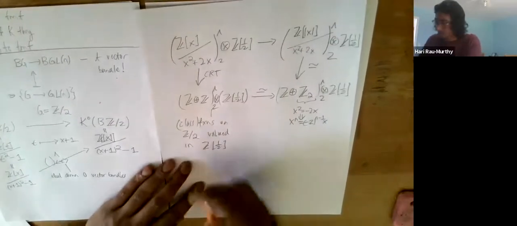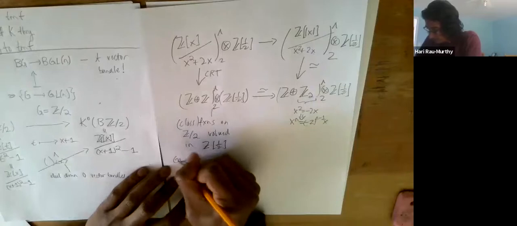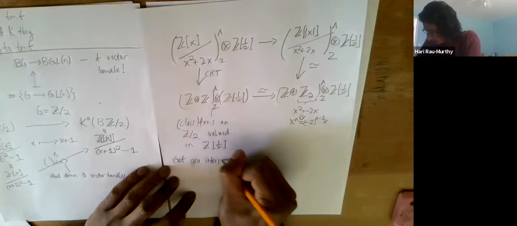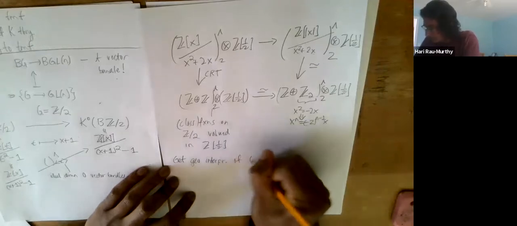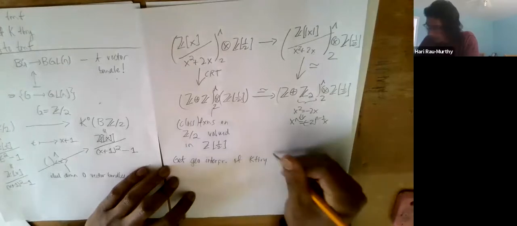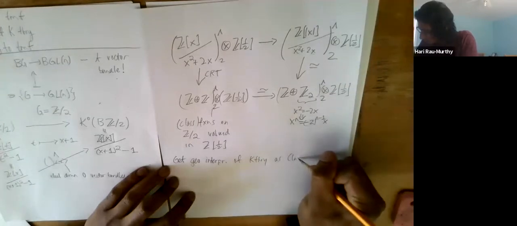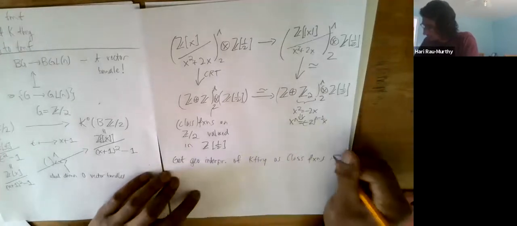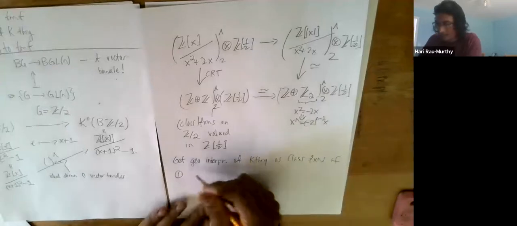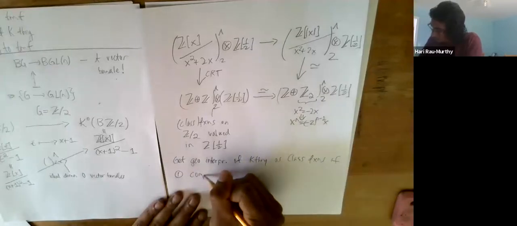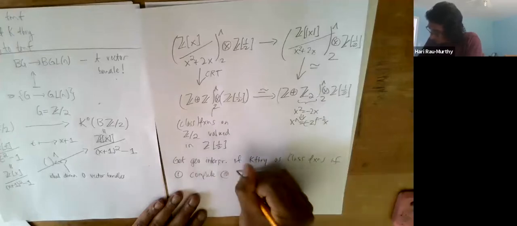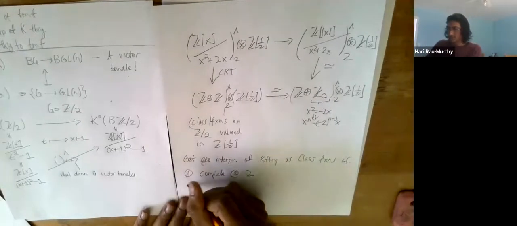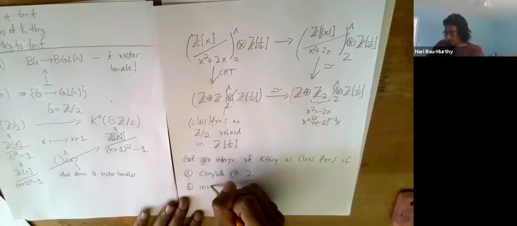So to sum this up, I get a geometric interpretation of K-theory as class functions. If I complete at 2, the significance of 2 is that 2 is the order of the group over here. And I invert 2.